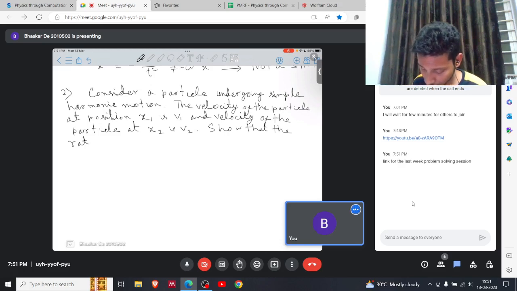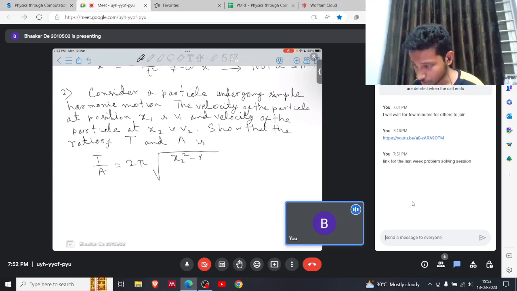so that the ratio of T and A is T by A equal to 2 pi root over x2 square minus x1 square by v1 square x2 square minus v2 square x1 square. T is the time period, A is the amplitude.